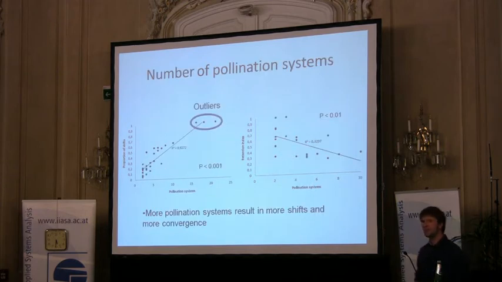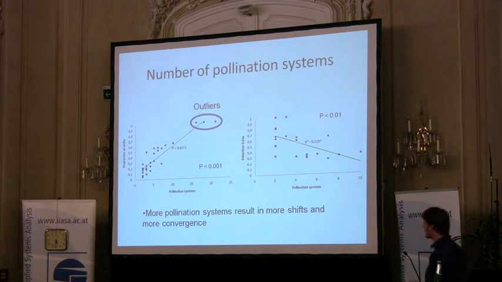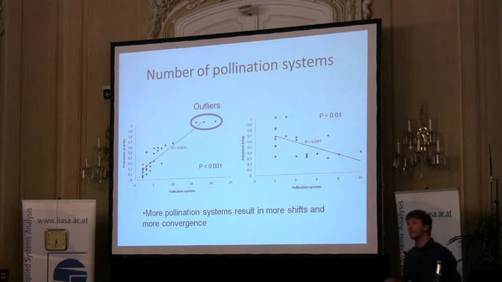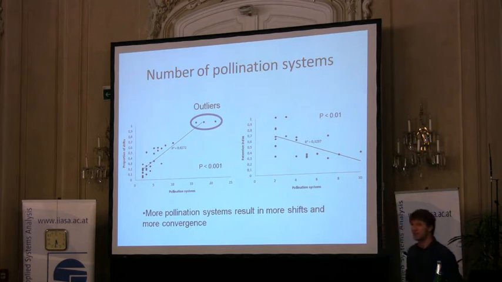The number of pollination systems is positively correlated with the proportion of shifts, which is intuitive. The more pollination systems are available in a particular group, the more pollinator shifts you find. There are a couple of outliers here which I would like to explain. These are 3 clades where each species basically has a different pollination system. Among these are the fig wasps, for instance. Each fig species has a different fig wasp as its pollinator. So the proportion of shifts in these clades is maximal.